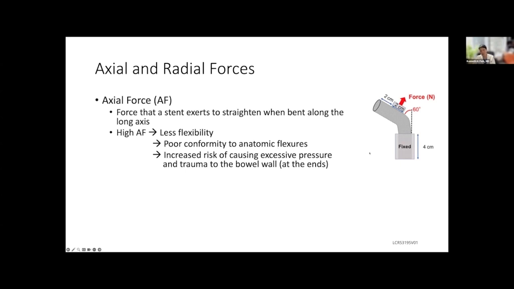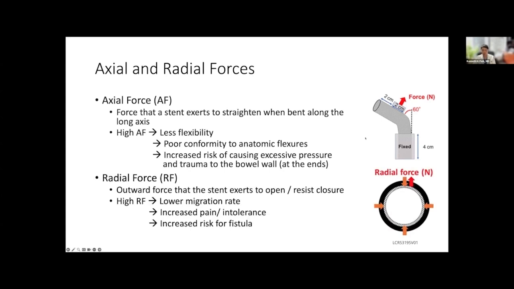And so any stent with high axial force is less flexible and has poor conformity to anatomic flexures. For example, the dangers of putting very high axial force stents in the duodenal sweep or splenic flexures or hepatic flexures, or even in the sigmoid colon, which is very loopy. There's an increased risk of causing excessive pressures and trauma, especially towards the end.